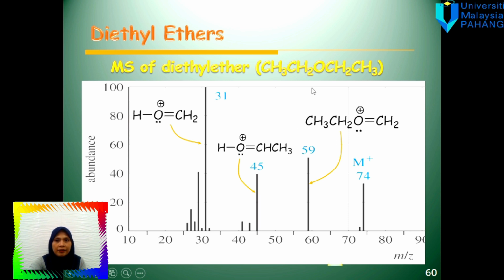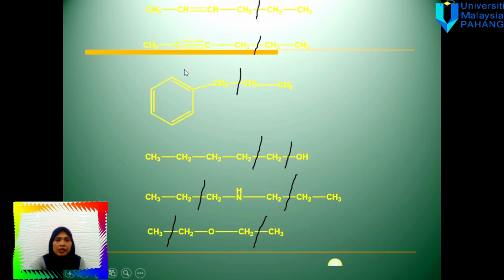and also it can be cleaved here, and this part will become a cation, and OCH2, and this part will further fragment, and this will be lost and form this cation. Okay, so as a conclusion for all the different groups from alkane to ether, you can see the same trend, in the position of alpha cleavage.